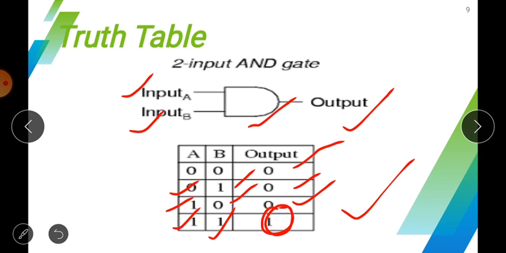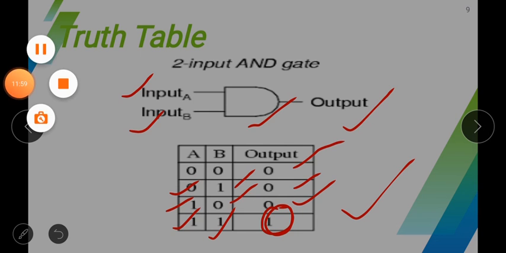I am repeating once again, in the AND gate you will get the output true only if both of the conditions become true. Meaning if any of the conditions is false, then the output will also be false.